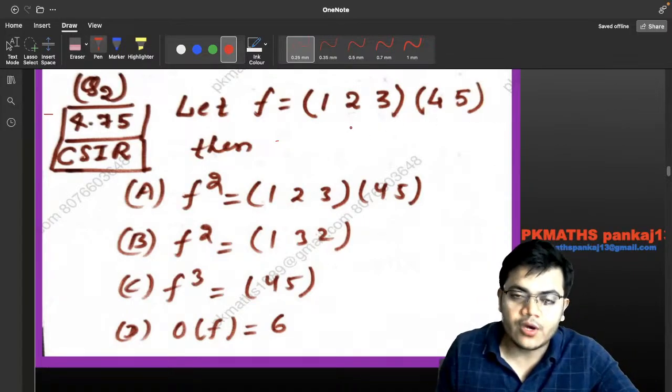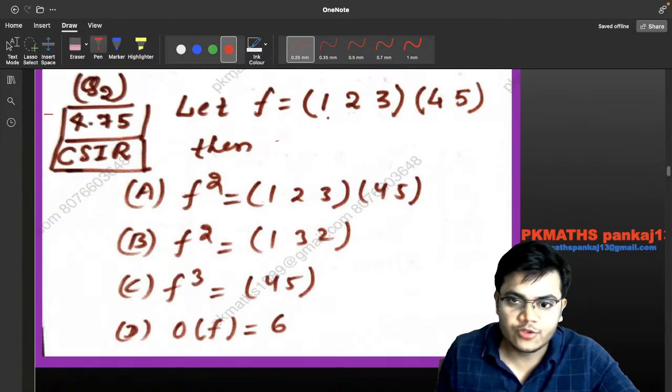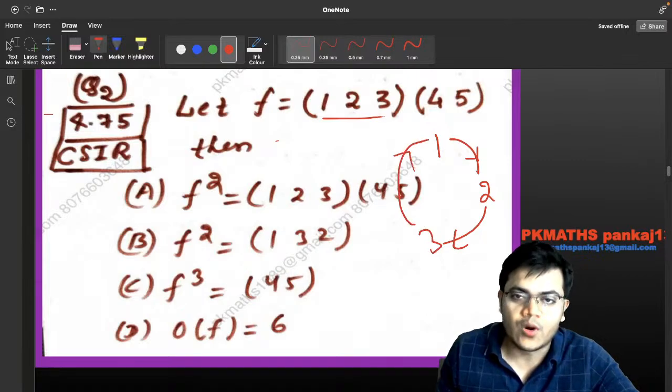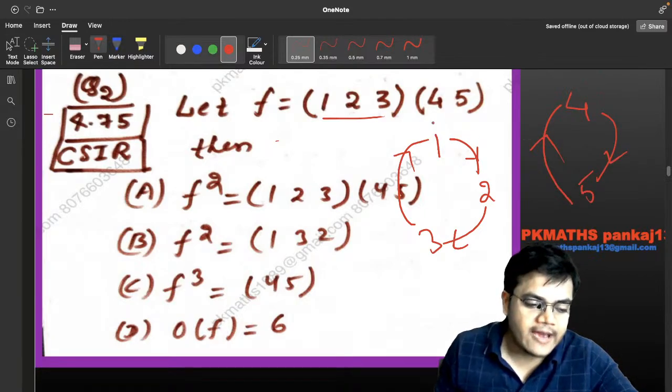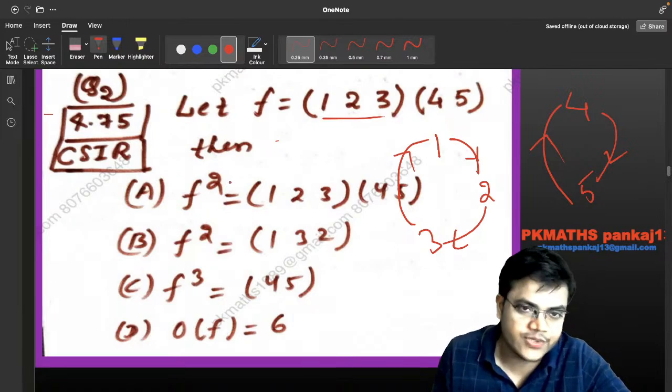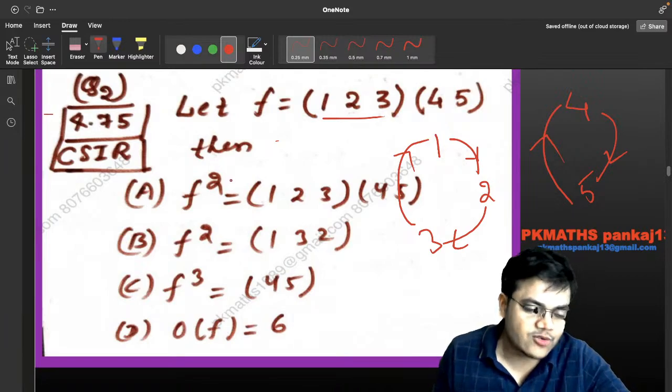What is the way? Because here you can see two cycles. One cycle says 1 is going to 2, 2 is going to 3, and 3 is going to 1. Another cycle says that 4 is going to 5, and 5 is going to 4. So we have two cycles over here, and you have to find f squared. What is the right answer according to you? If anybody is there, then certainly they should try their level best.